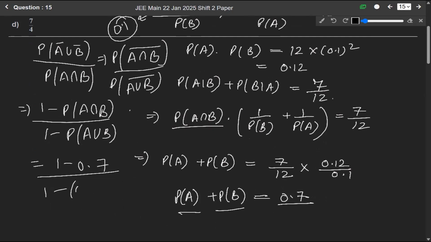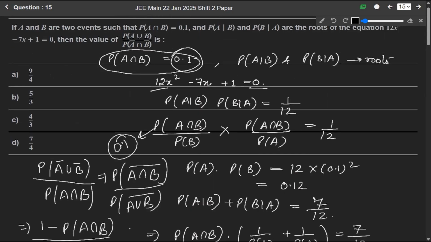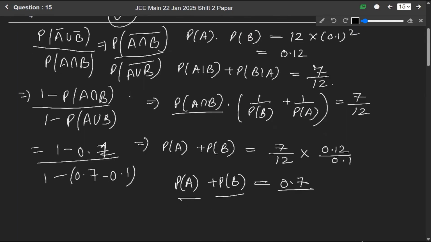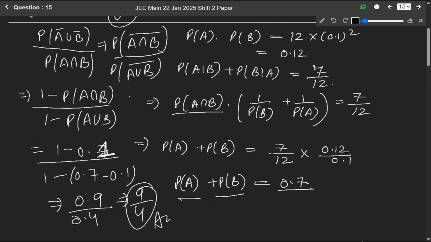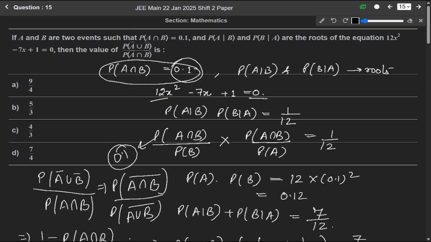So it will be this 0.7 minus 0.1. Sorry, it is given as 0.1, not 0.7. 0.1 here. So 1 minus 0.1 over 1 minus 0.7 minus 0.1. So it will be 0.9 over 0.4, means it will be equal to 9 over 4. So 9 over 4 is our final answer. So the answer is 9 by 4, means option A is the correct answer. Okay.